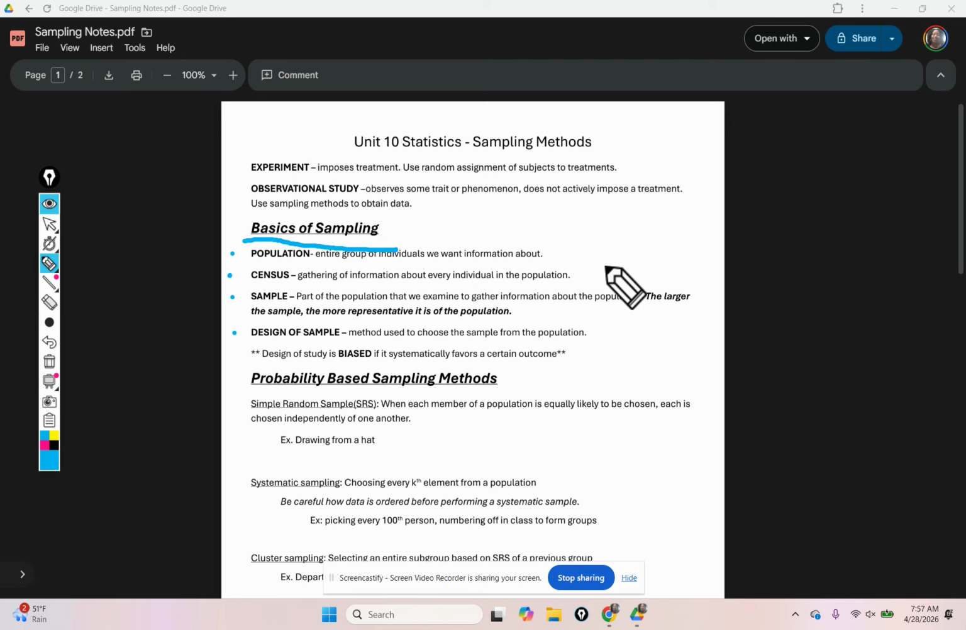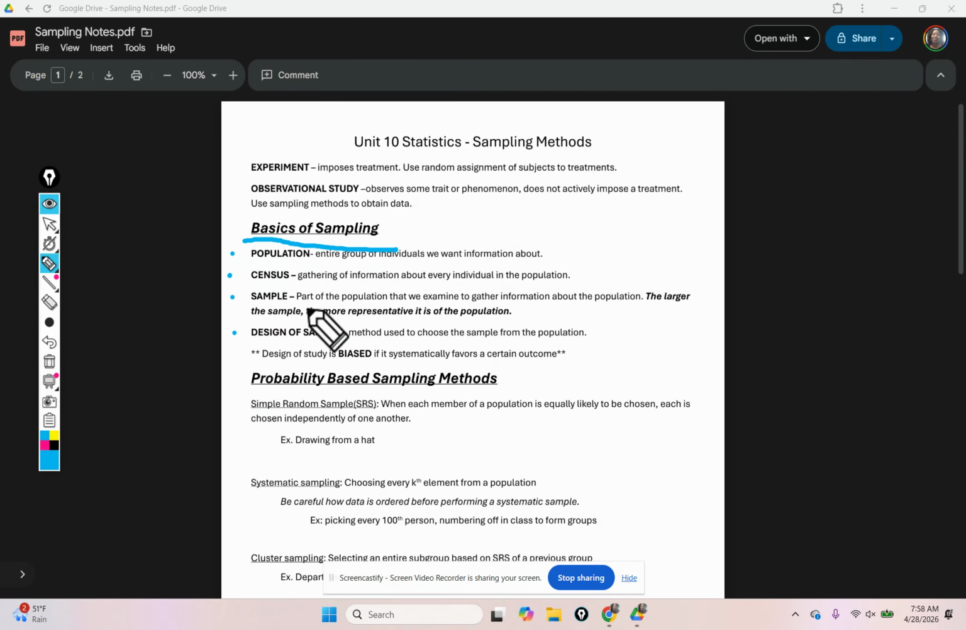A census is when you're gathering information about every individual in that population. So if I wanted to do a survey on Smith High School to see which students like math, my population would be Smith High School because it's the whole school, it's the big picture. And if I wanted to do a census, I would have to do all 1,200 to 1,300 students at Smith High School because I have to gather information from every student who is there.